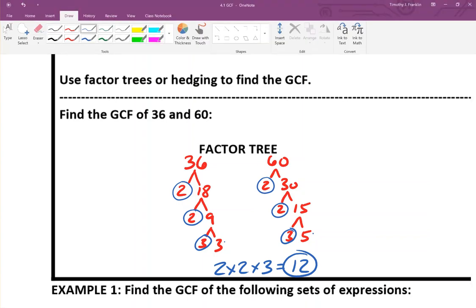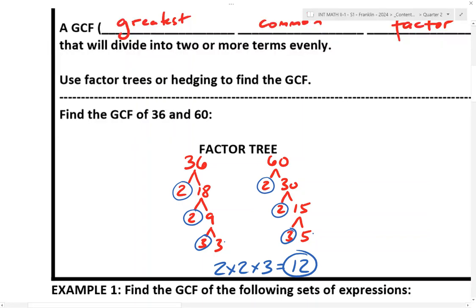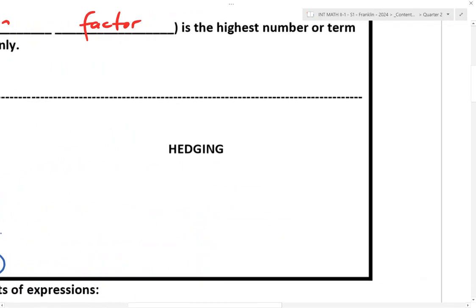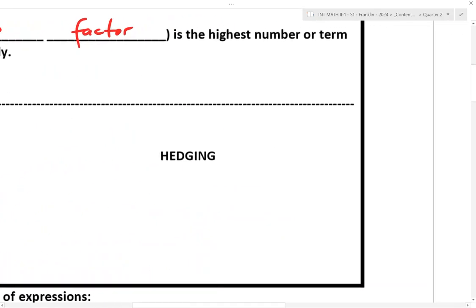Now a factor tree is a great method, but it does take up a little bit of space. And there's numbers you write down that maybe you don't really use. A very similar process that maybe is a little more compact is called hedging. It's pretty much the same thing, but it's just a different way of writing it. So again, we'll do 36 and 60, and this is how hedging works.